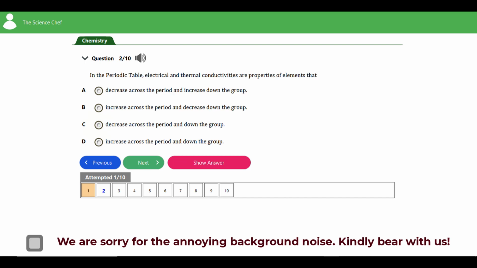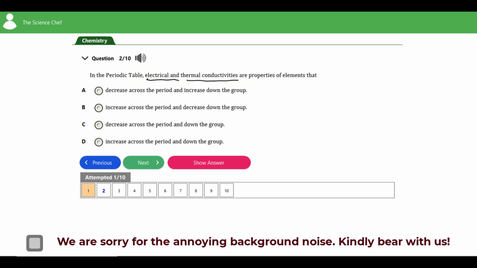Question 2. In the periodic table, electrical and thermal conductivities are properties of elements that: A, decrease across the period and increase down the group; B, increase across the period and decrease down the group; C, decrease across the period and down the group; D, increase across the period and down the group. This question is still on the periodicity of atomic properties, and the properties we are considering here are electrical and thermal conductivities.